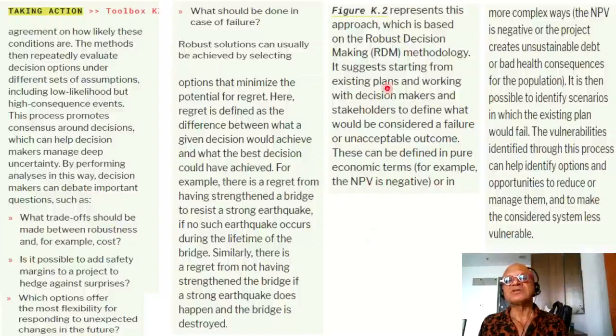Figure K2 represents this approach, which is based on the robust decision-making methodology, RDM. It suggests starting from existing plans and working with decision makers and stakeholders to define what would be considered a failure or unacceptable outcome. These can be defined in pure economic terms. For example, net present value is negative, or in more complex ways, the NPV is negative, or the project creates unsustainable debt or bad health consequences for the population, and so on.